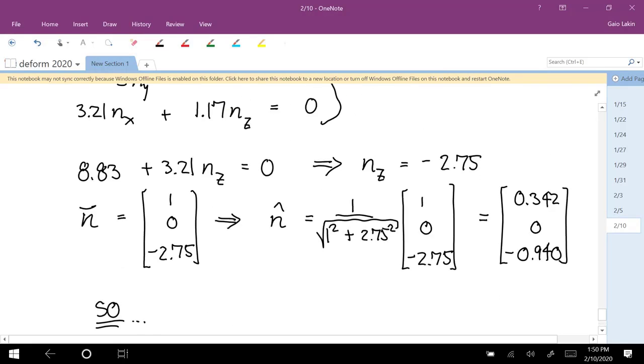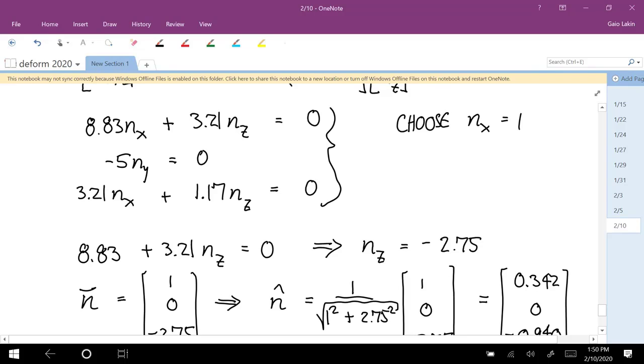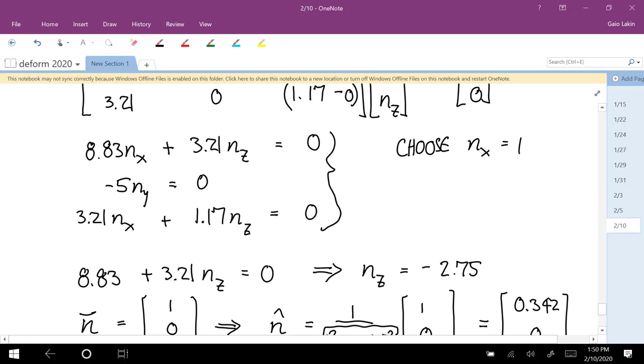Yeah, so there's always redundancy in this system. There's always going to be two that are linear multiples of each other. So you can just choose some arbitrary value and then normalize it at the end. It looks like we have 3 equations for 3 unknowns, but it's really only two independent equations for 3 unknowns.